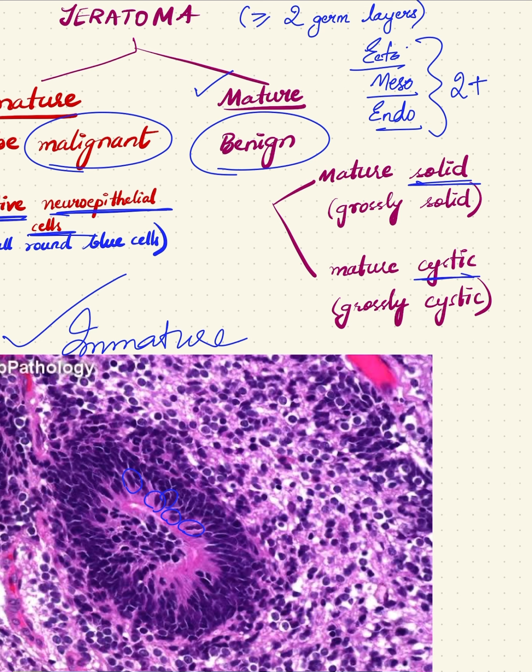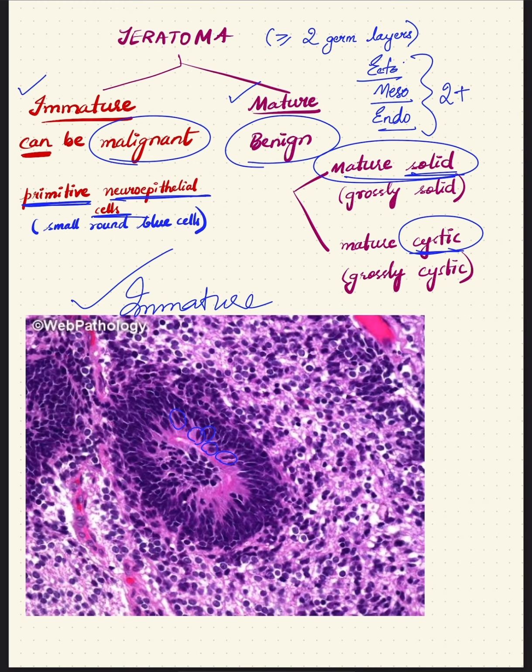When it comes to mature, which is a benign form, it can be again subclassified as mature solid and mature cystic. This division into solid or cystic is purely on the basis of its gross appearance. When you cut the specimen that you receive, on cut section of the two halves, if you find solid homogeneous components, then you label it as mature solid. If there are no solid components and it is entirely cystic, entirely cavities filled up with some material, then it is mature cystic.